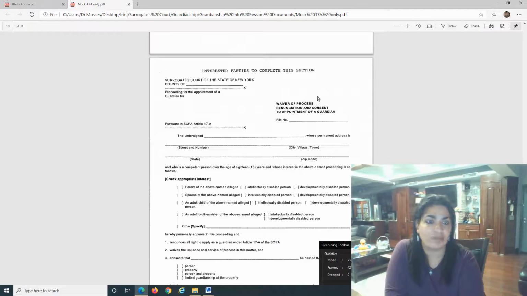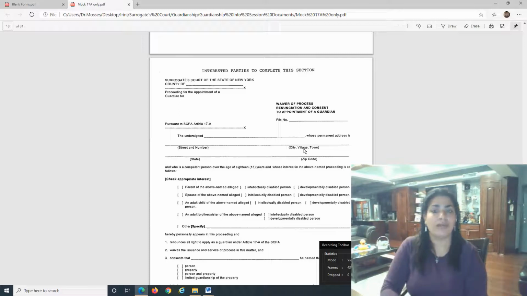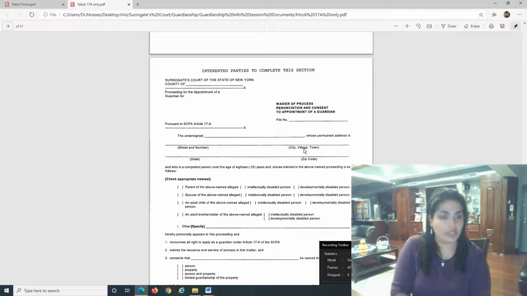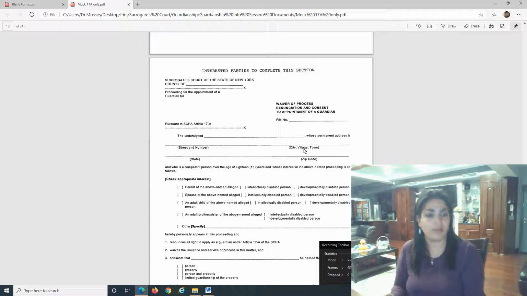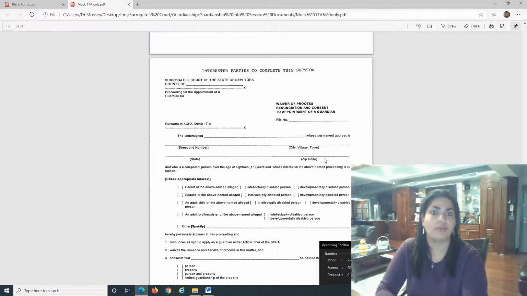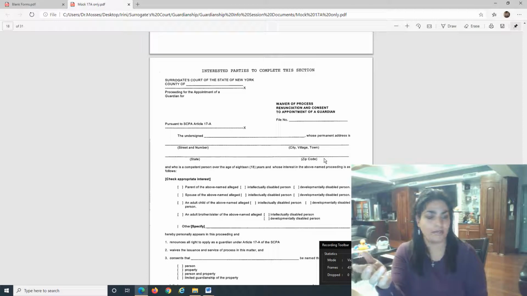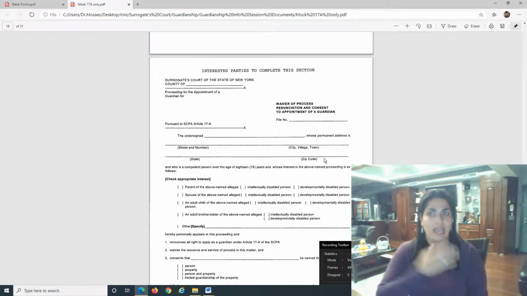Now, waiver of process. Interested parties are going to complete this section. You may have a situation where the interested parties are also going to be taking the position of a fiduciary responsibility. They would fill out both forms, the waiver and the oath and designation, because they're filling this out in the role of consenting to you becoming the guardian. If you have a sibling of the respondent, they're an interested party. They have to fill this out. And they're saying that I have no problem with mom and dad or whoever it is acting as guardian.